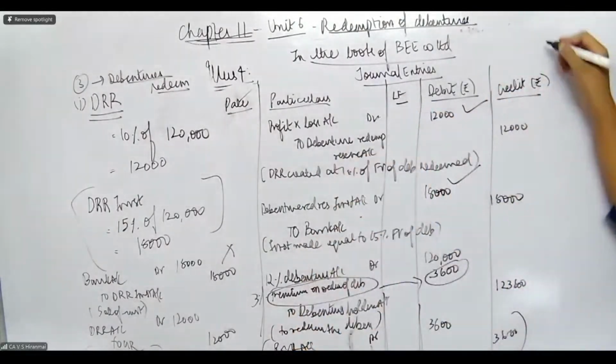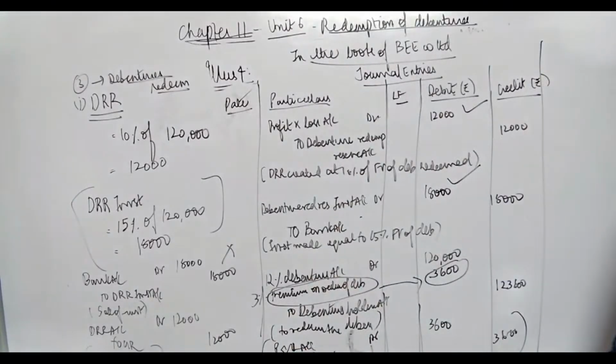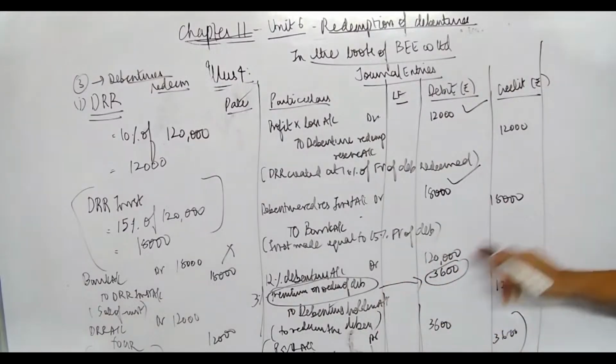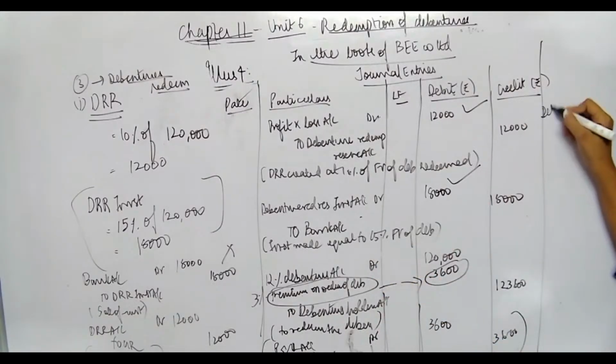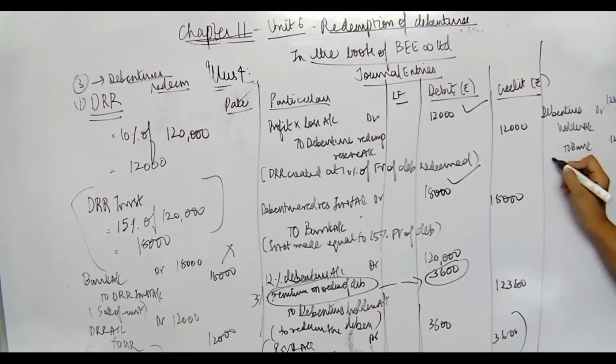Now the final entry. Madam, I still have to do so many other entries? No, you have finished this particular question. So the final entry is payment to the debenture holders: debenture holders account debit to the bank, 1,23,600. This is the last entry.